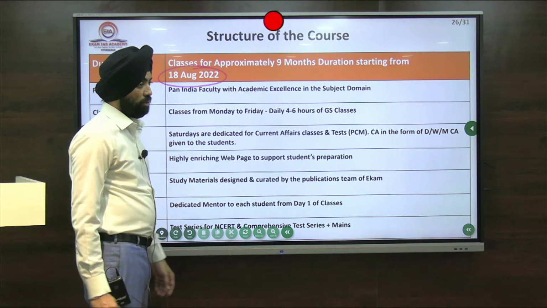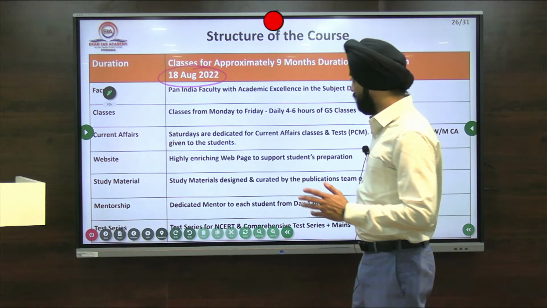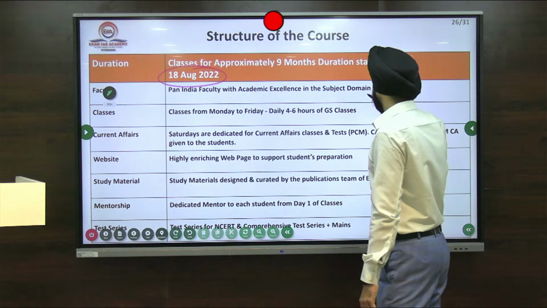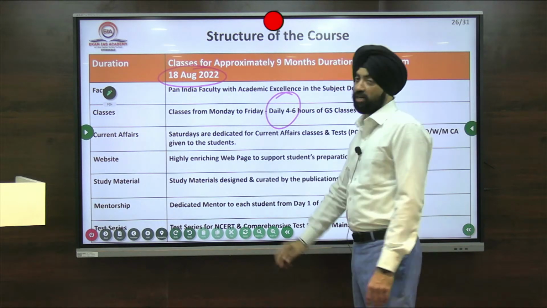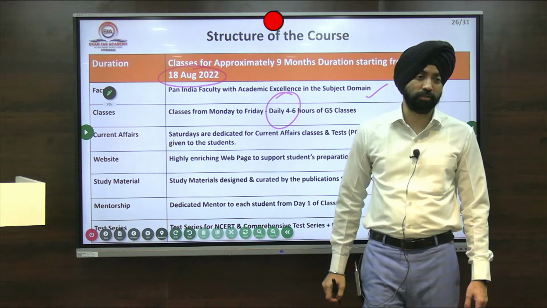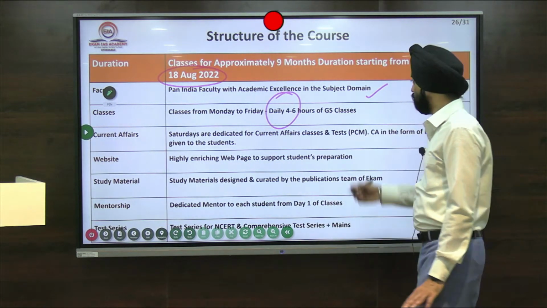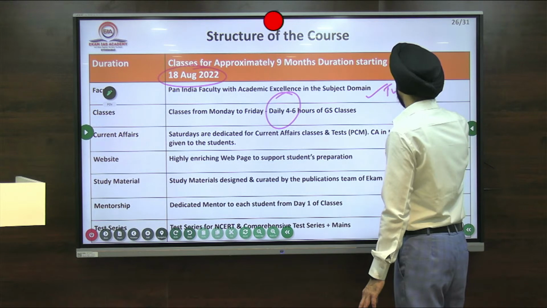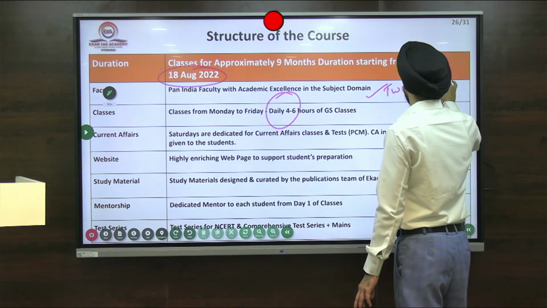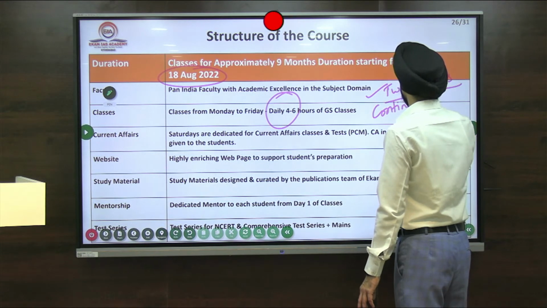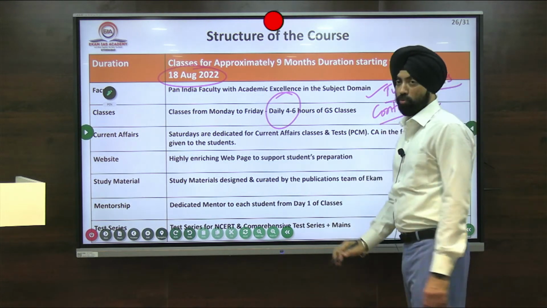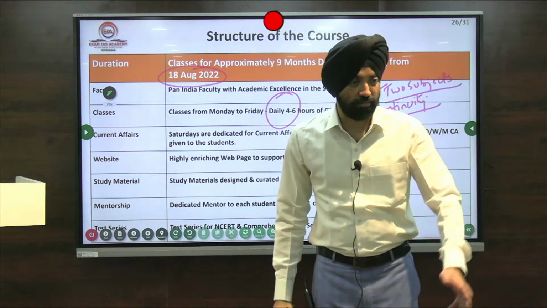As you can see in the past slide also, one of the top faculties from the country come to Ekam to teach our students, and every day 4 to 6 hours of classes. 4 hours is minimum for sure. You will definitely have 4 hours of class, and 2 subjects classes will happen every day. And these subjects are taught in continuity. It does not happen today economy class, tomorrow history class, day after polity class.